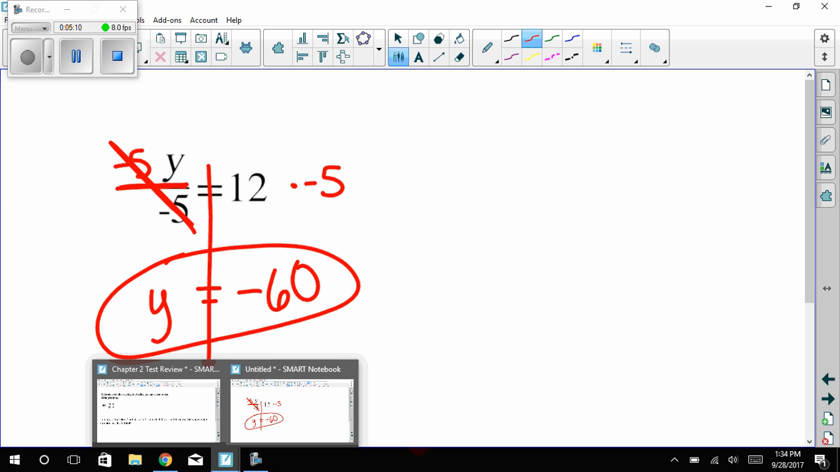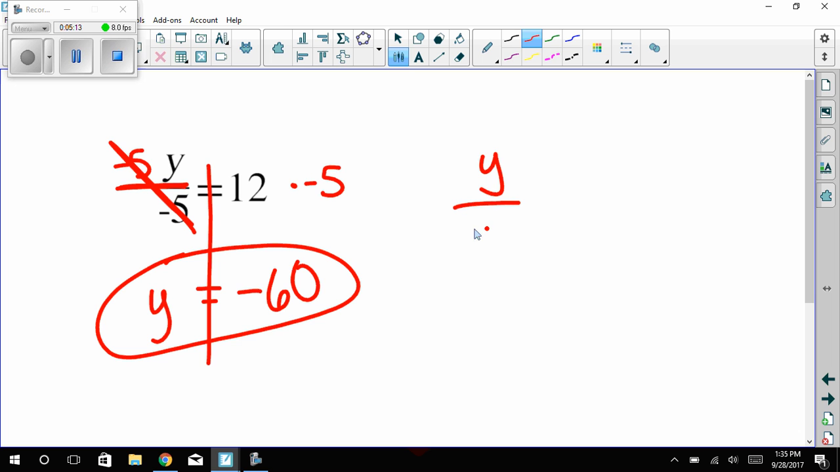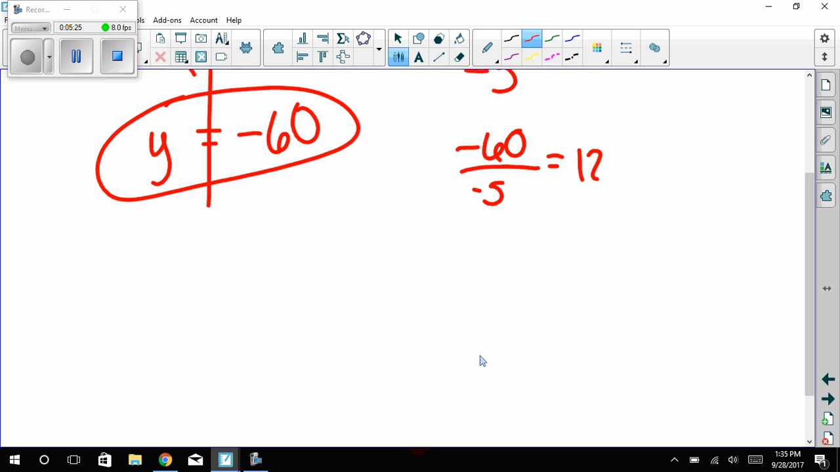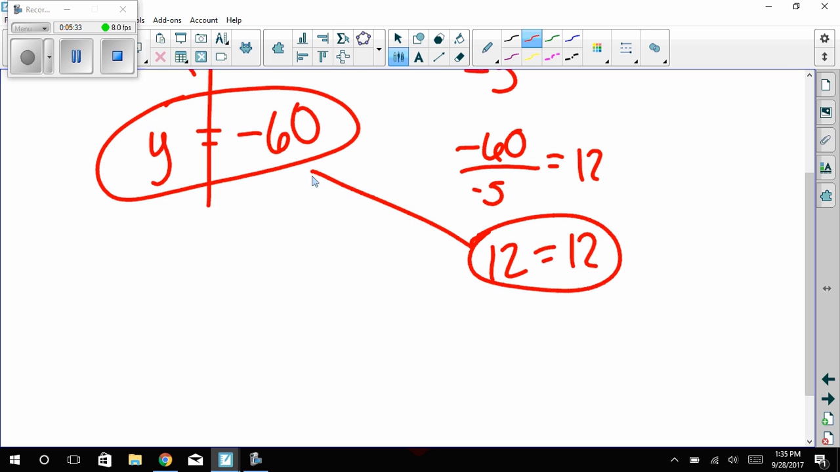One good way to check this is, originally this was y over negative 5 equals 12. I just said that y should be negative 60. So if I put negative 60 over negative 5 equals 12, is negative 60 divided by negative 5 equal to 12? In this case, it is. Showing that I get 12 equals 12 means that that is, in fact, the correct answer. That's an easy way to check yourself to be sure that you've done it correctly. You can do that on a calculator just to be sure that it is correct.